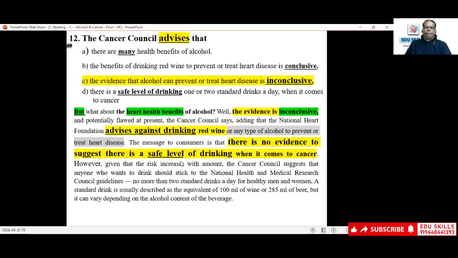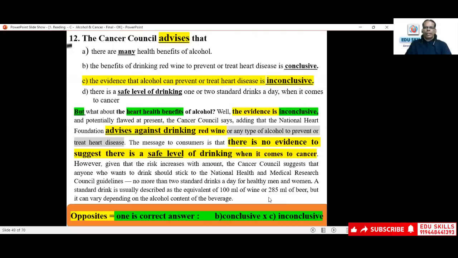Yes, see. Yes, inconclusive. The evidence is inconclusive. The Cancer Council advises that the evidence that alcohol can prevent or treat heart disease is inconclusive. So we'll get back to the other options.